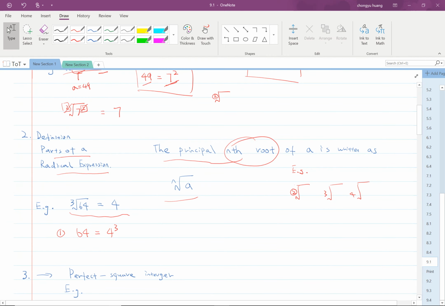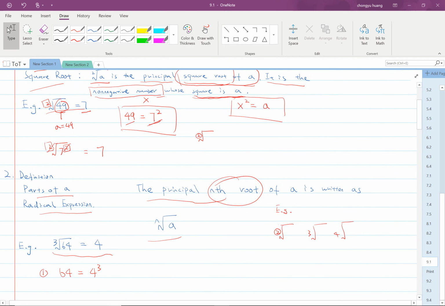So the definition over here says it is the non-negative number whose square. Over here it is not a square, it is actually 3, right? So it is actually equal to 3? Okay, so let me think. It is actually a cube.